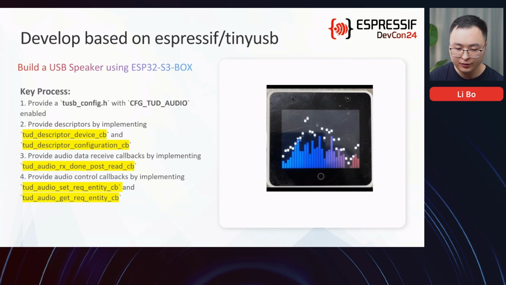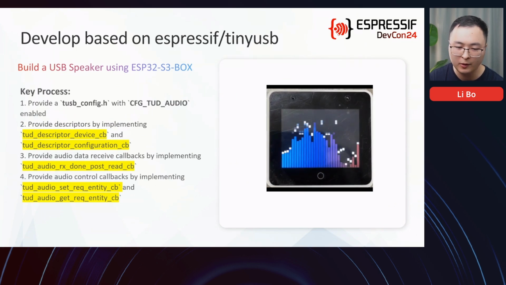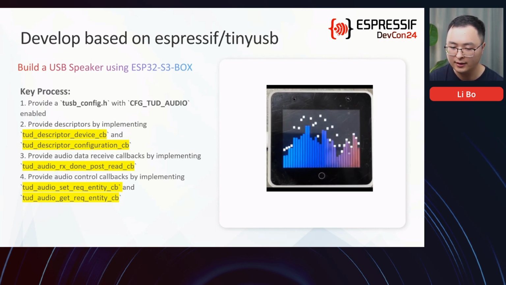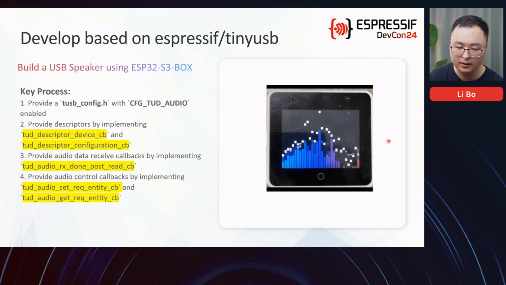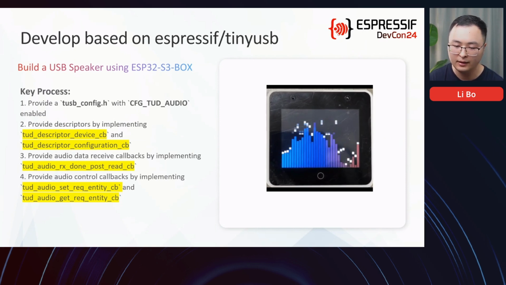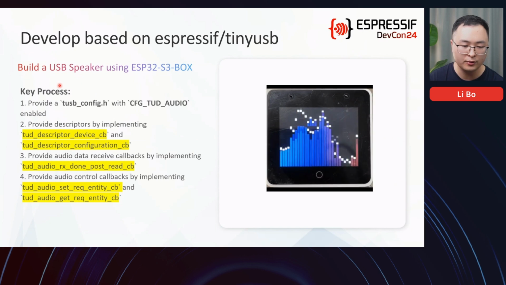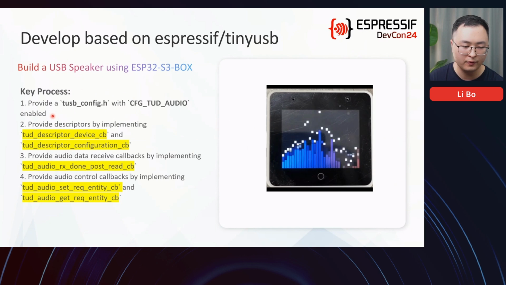But until now, not all the classes supported by TinyUSB are also supported by ESP TinyUSB. If you want to use those classes, like the audio UAC class from TinyUSB, you need to implement it yourself. You need to implement some necessary callbacks based on the TinyUSB APIs. I will take this one as an example. If you want to build your ESP box as a USB speaker, you need the following key process.